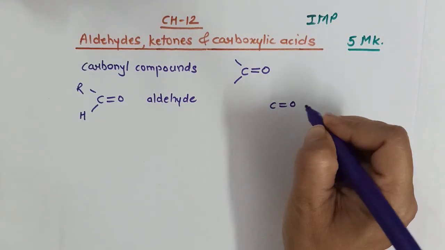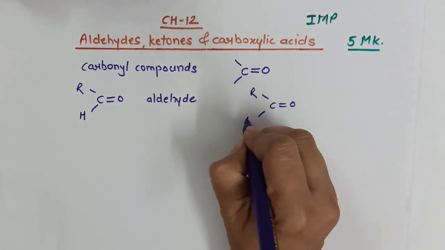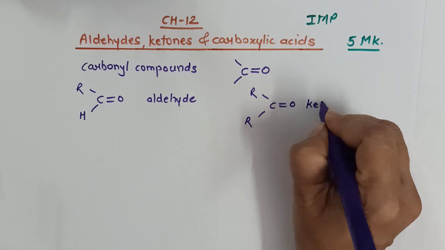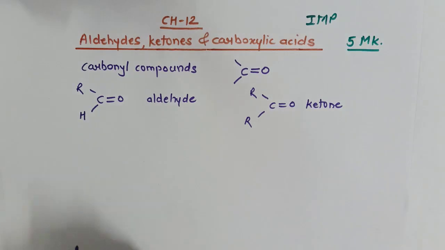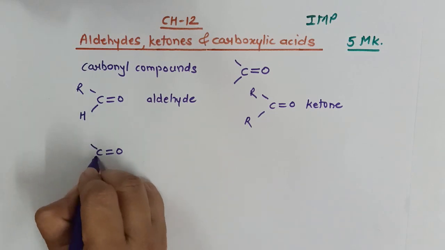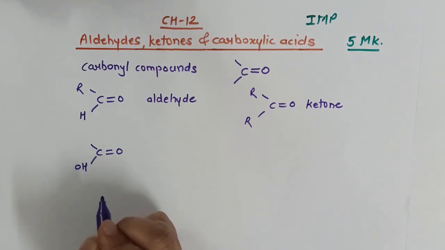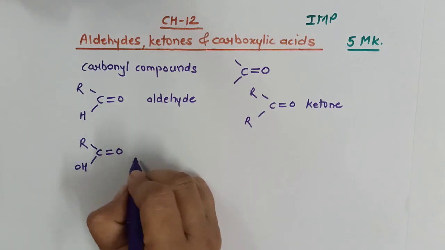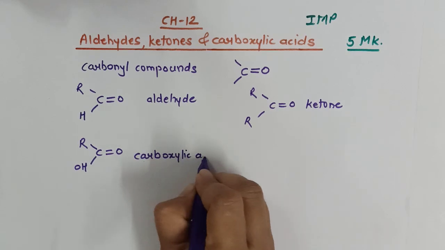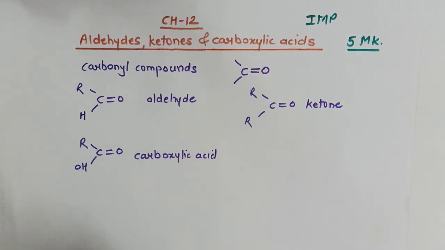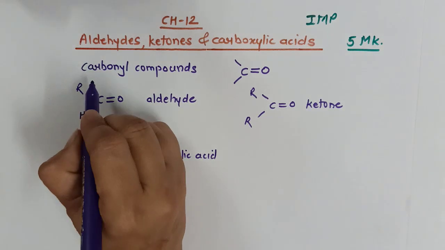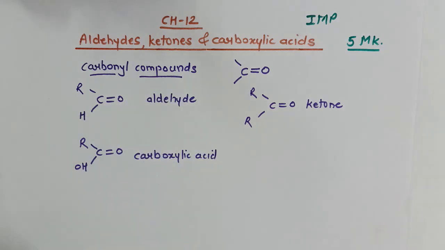To this carbonyl carbon, if 2 alkyl groups are attached, then we will call it a ketone. And to this carbonyl group, if one hydroxyl group is attached and one alkyl group is attached, then we will call it a carboxylic acid. So this was the general introduction for aldehyde, ketone and carboxylic acids, that they are a group of carbonyl compounds.